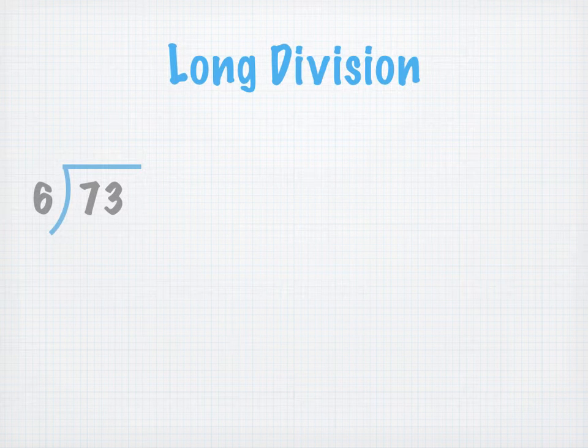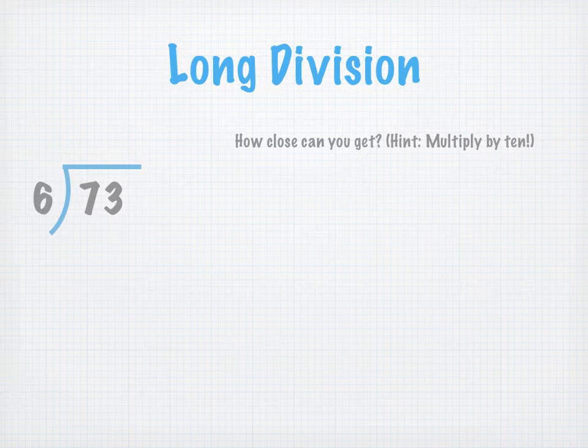Okay, so let's get back to our long division problem. 73 divided by 6. Essentially, you're trying to answer this basic question: how many groups of 6 can I make? Well, let's take a look. How close can we get to 73, right? How many times does 6 go into 73? Here's a really good hint that you also would have read about in your guidebook. How about we multiply our divisor by 10? Okay, well, 6 times 10 is 60.